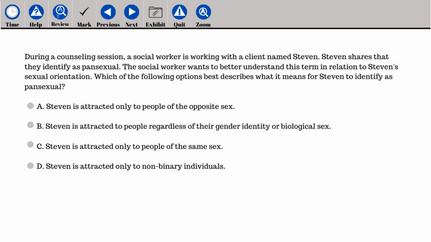During a counseling session, a social worker is working with a client named Stephen. Stephen shares that they identify as pansexual. The social worker wants to better understand this term in relation to Stephen's sexual orientation. Which of the following options best describes what it means for Stephen to identify as pansexual? A. Stephen is attracted only to people of the opposite sex. B. Stephen is attracted to people regardless of their gender identity or biological sex. C. Stephen is attracted only to people of the same sex. D. Stephen is attracted only to non-binary individuals.